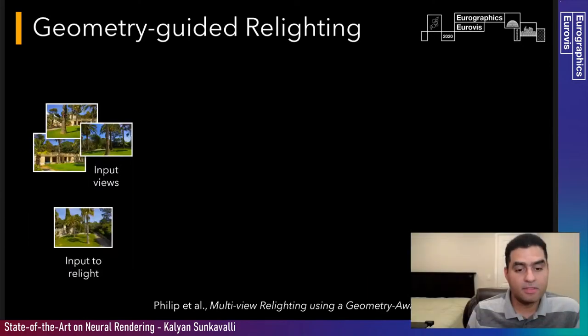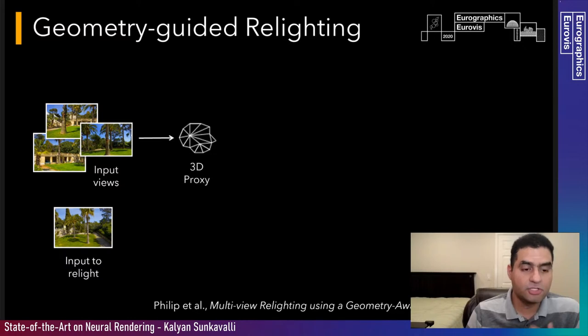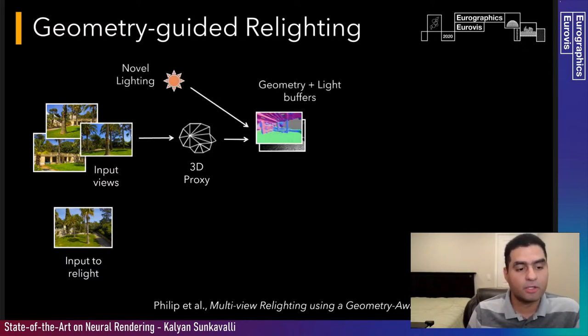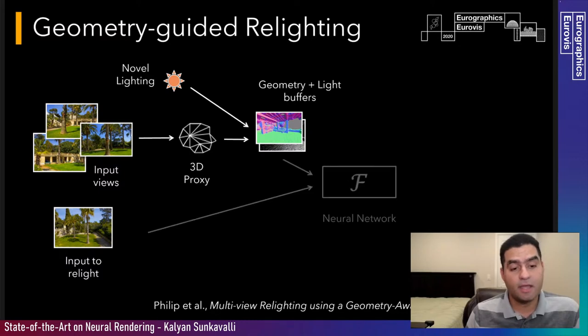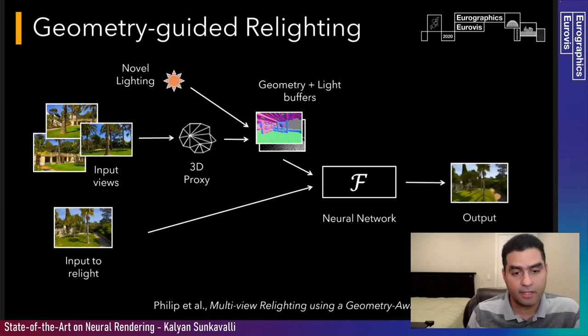They fall in this reconstruction-based pipeline, where the key insight of this work is that you can take these multiple input images and reconstruct the geometry of the scene. Now, this reconstruction is not going to be accurate, but it is reasonable as a 3D proxy to guide a relighting network. They use the 3D proxy and some novel lighting specifications to render geometry and lighting buffers, which then, along with the input image that you want to relight, are passed to a neural network, which does the final relighting. And by introducing this neural network, they're able to produce the kind of results that I showed you earlier.